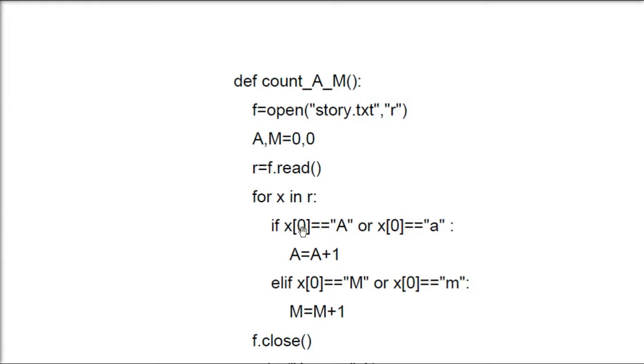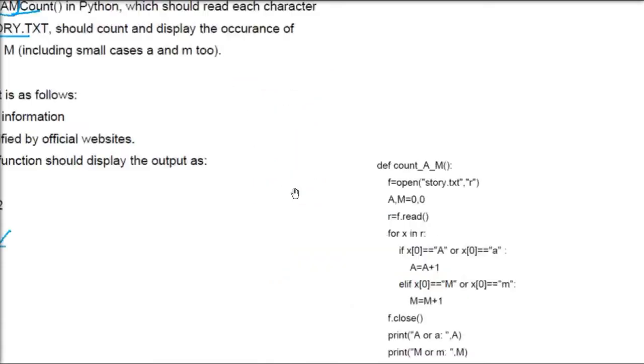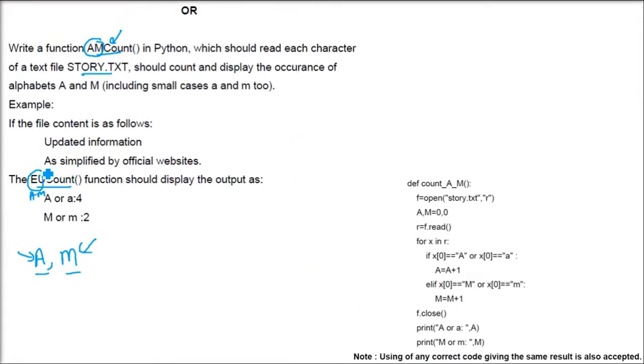X0 is not required. You can just write X. Of course, this is a loop. X will take each and every character. You don't have to have this X0. It will start with the first character till the last character. Okay. How many times is A coming? If capital A or small a is coming, just increment A, which was the variable being taken, capital A. Whenever X0, you don't have to write, only X will work.